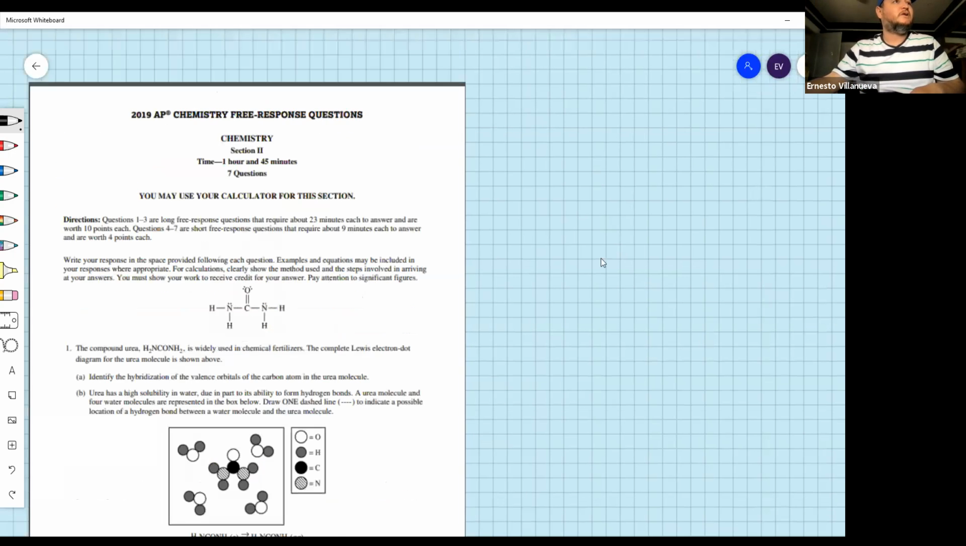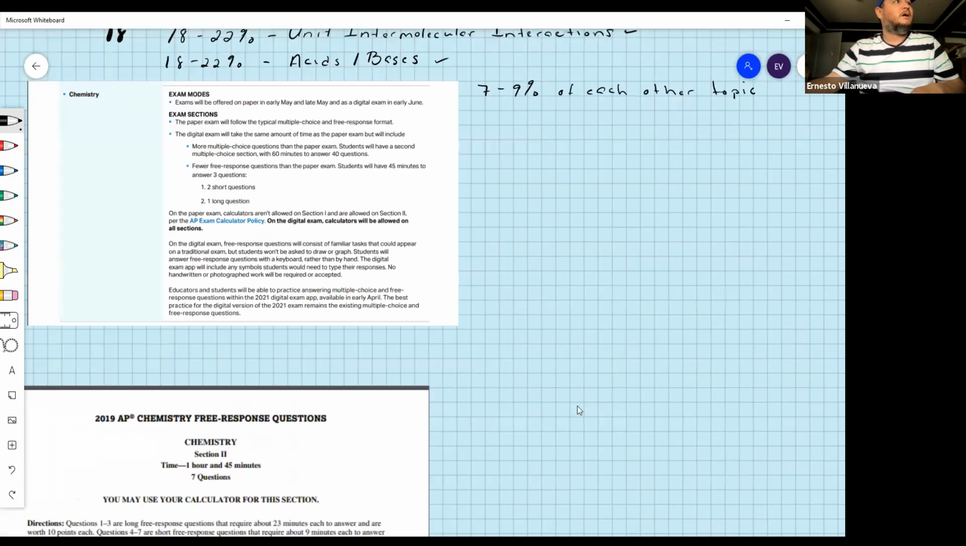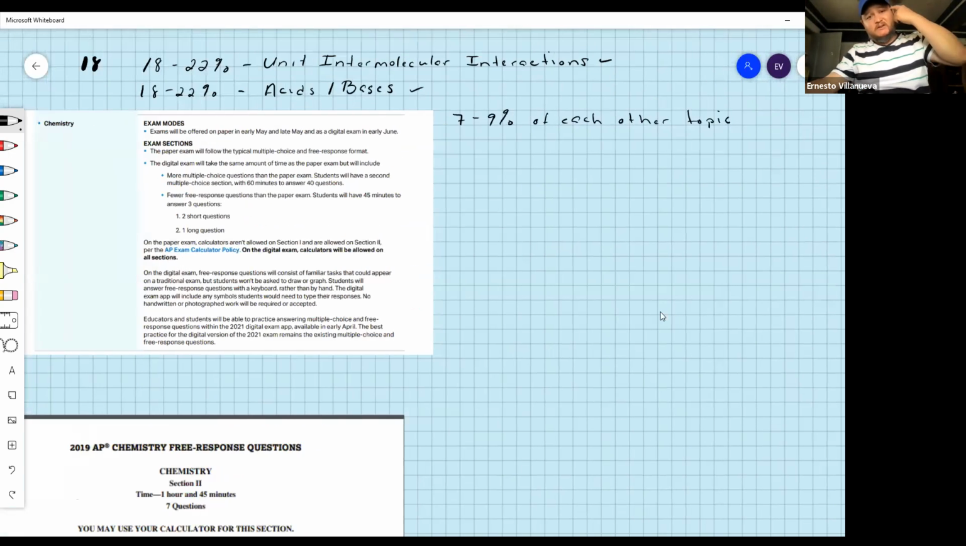I just kind of went over the layout of the exam. 18 to 22% of the questions are going to be unit 3, which is intermolecular interactions, and 18 to 22% are going to be questions regarding acids and bases. Every other unit or every other topic is going to comprise about 7 to 9% of the questions.